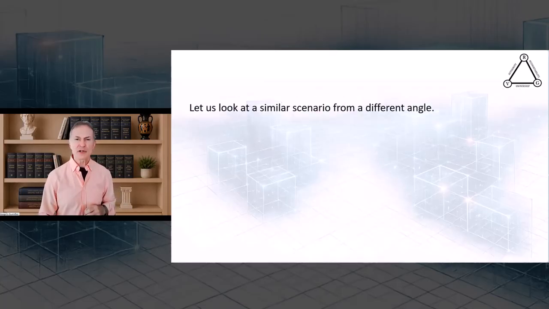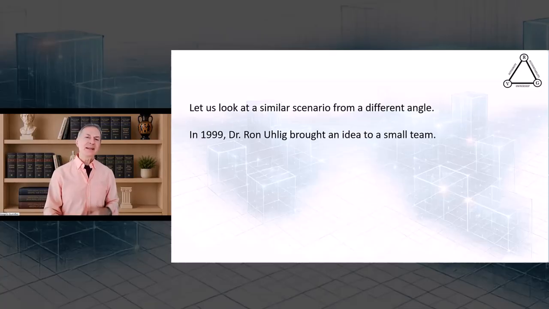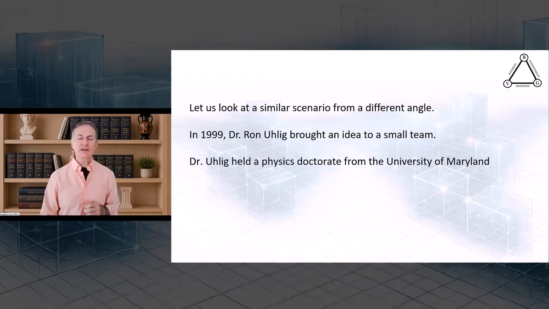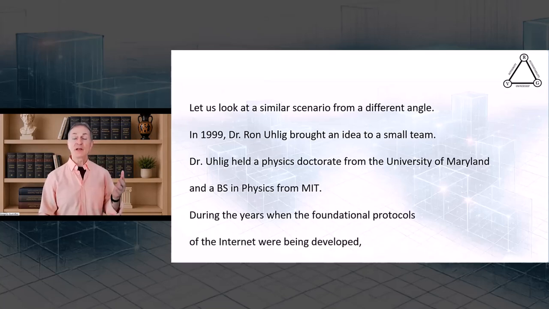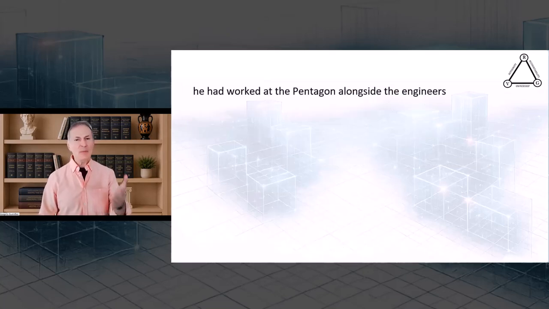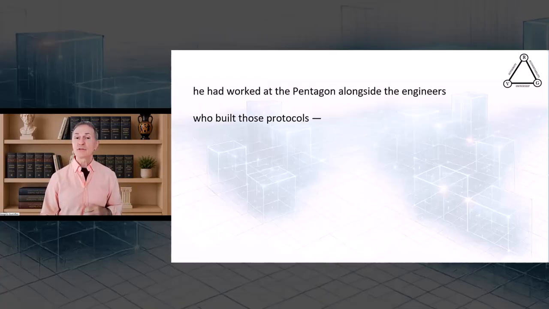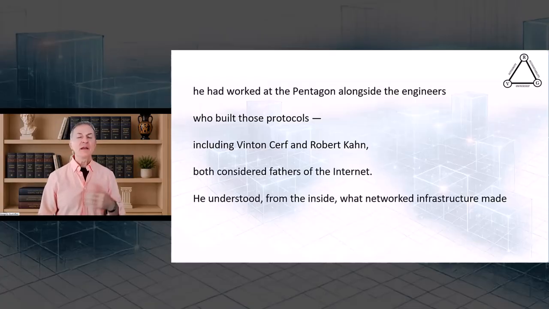Let us look at a similar scenario from a different angle. In 1999, Dr. Ron Uhlig brought an idea to a small team. Dr. Uhlig held a physics doctorate from the University of Maryland and a BS in physics from MIT. During the years when the foundational protocols of the internet were being developed, he had worked at the Pentagon alongside the engineers who built those protocols, including Vinton Cerf and Robert Kahn, both considered fathers of the internet. He understood from the inside what networked infrastructure made possible and where it was heading.